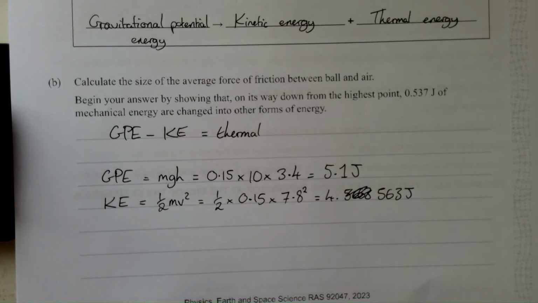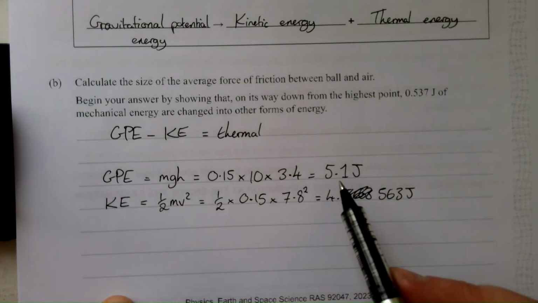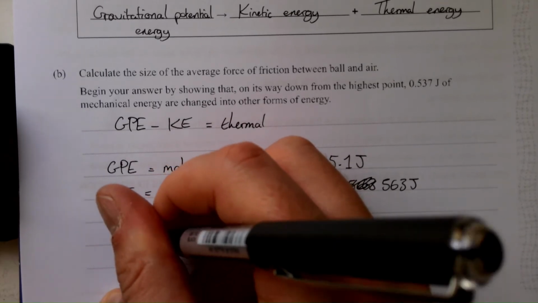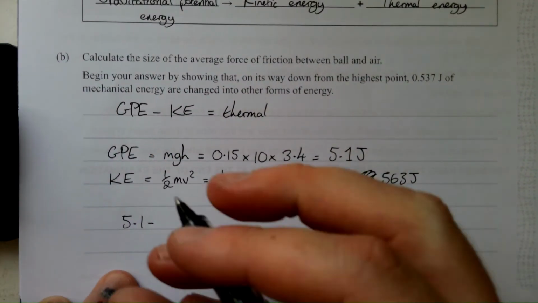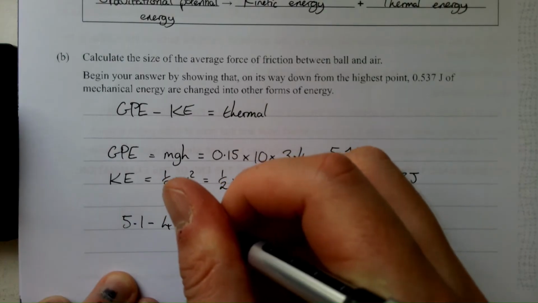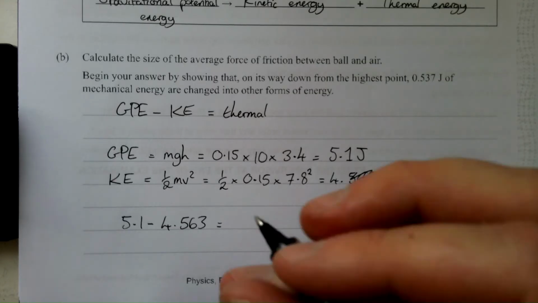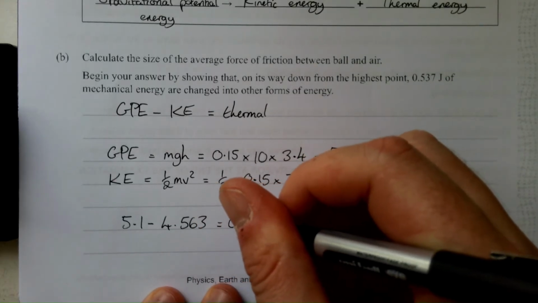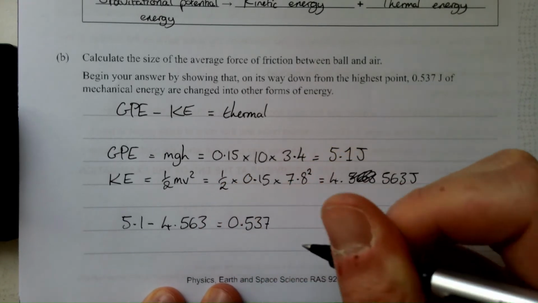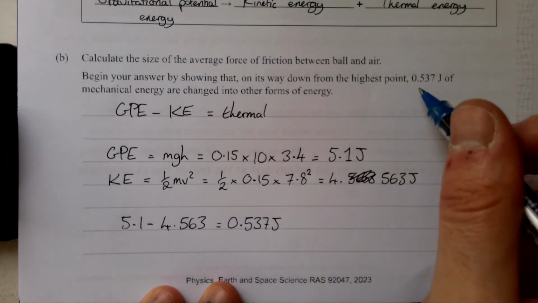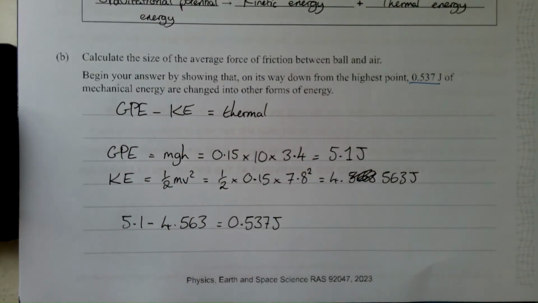Then to work out the leftover energy, I'm just going to take them away from each other, like I'd said I'd do up here. 5.1 minus 4.563, and you should always do it in a calculator to make sure you are getting the right numbers, to get 0.537 joules. Now, this matches the amount that we were suggested we should get.